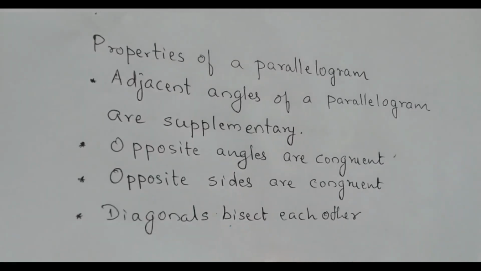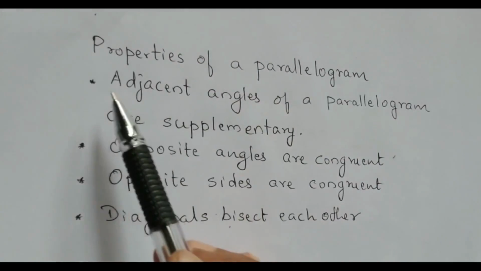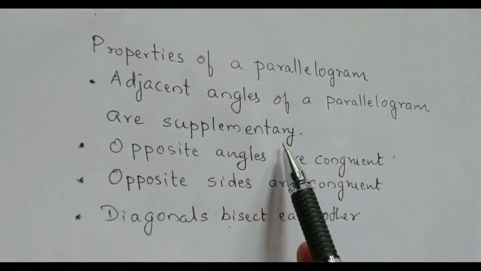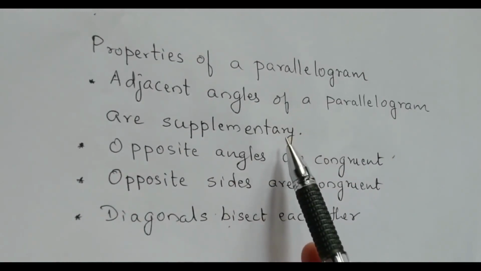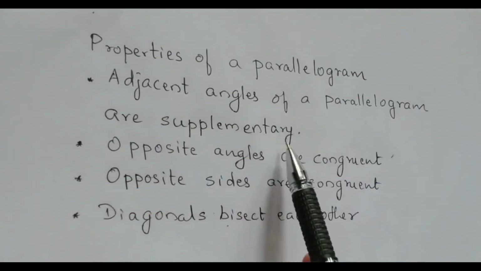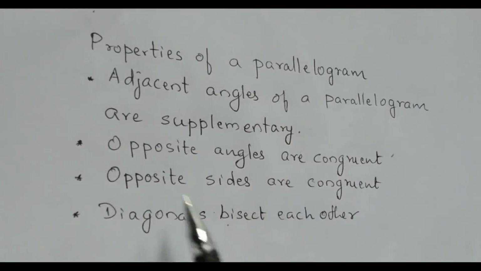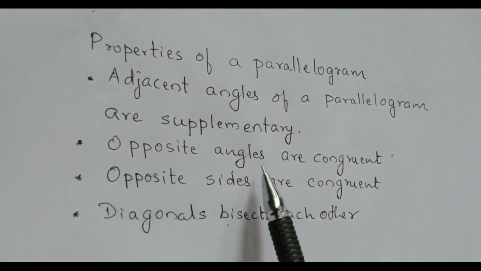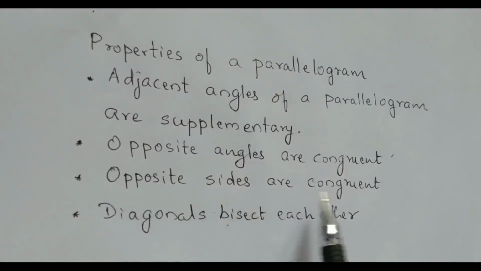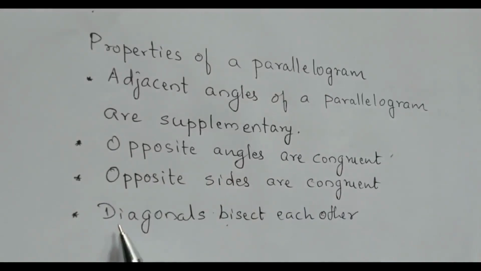So let's see the properties of a parallelogram. Adjacent angles of a parallelogram are supplementary. That is, we saw that the interior angles made by the transversal of parallel lines are supplementary. Using that property, we can say that the adjacent angles of a parallelogram are supplementary. Opposite angles are congruent. Opposite sides are congruent and the diagonals bisect each other.